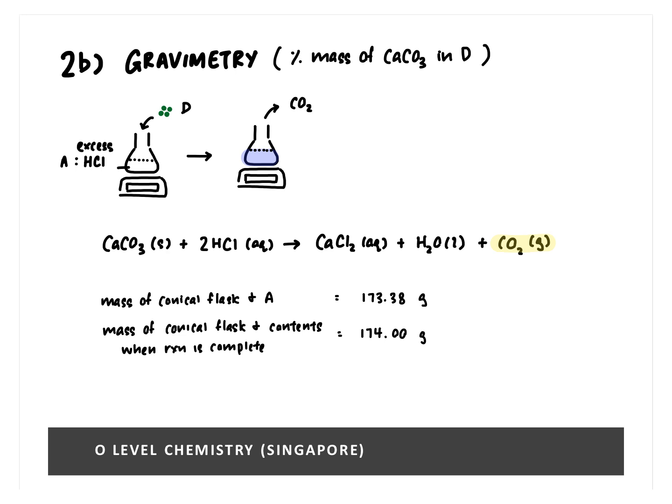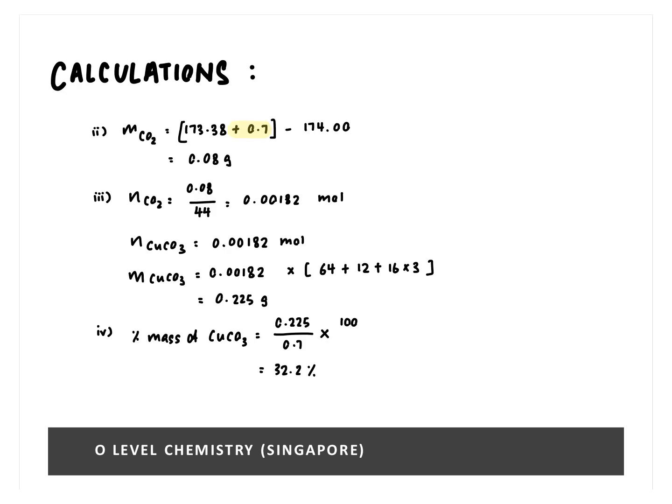What they fail to realize is that the mass of conical flask plus A is not representative of the initial mass, because you still need to add the mass of your solid D. I don't know whether it was the intention of the setter or just the design of the question wasn't good enough, because all we need to add into the question is for students to record the mass of conical flask plus A plus solid D, for students to recognize that that represents the total mass of your reaction mixture before the reaction. So for those of you who recognize that, congratulations. You need to add 0.7, which is the mass of D.